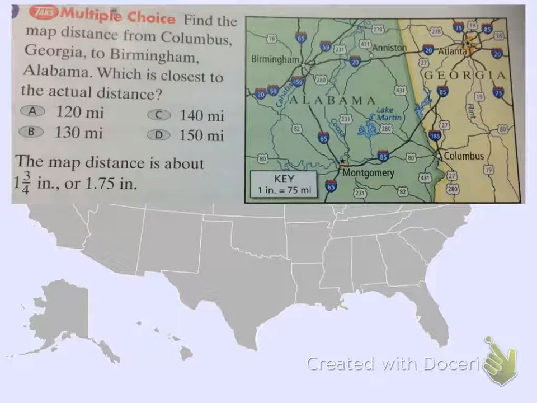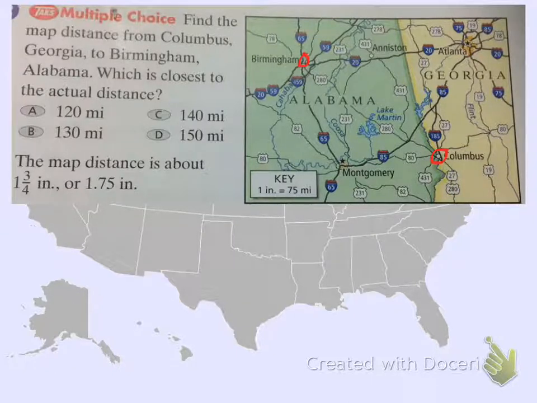All right, here's another example. This is dealing with maps. And maps are basically the same thing. Here we have a multiple choice answer. It says find the map distance from Columbus, Georgia to Birmingham, Alabama. So the first thing you have to do is find both of them. So let's find Columbus, Georgia. It's right here. And then let's find Birmingham, Alabama. It's right here. We want to find the distance between the two.